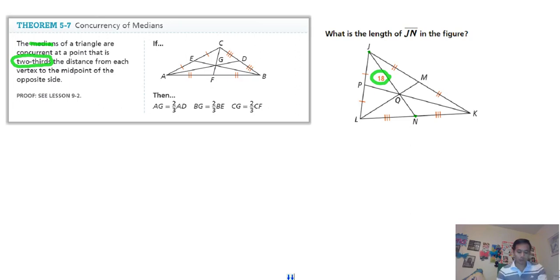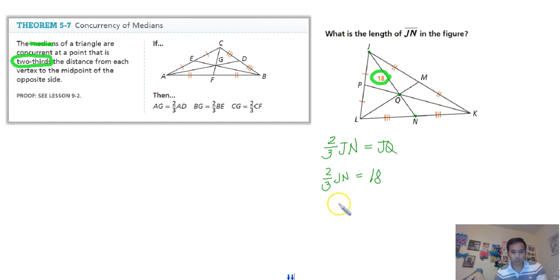Now, to solve that, we are basing our answer on the theorem because that will be our justification. So we have two-thirds of JN is equal to JQ. And we know that two-thirds of JN is equal to the measurement of JQ, which is given from J to Q, is 18.